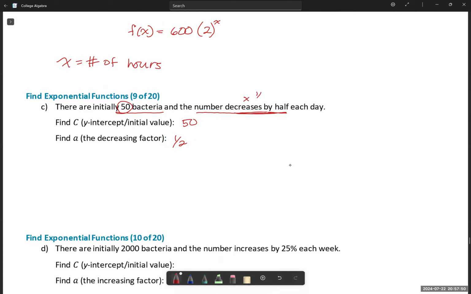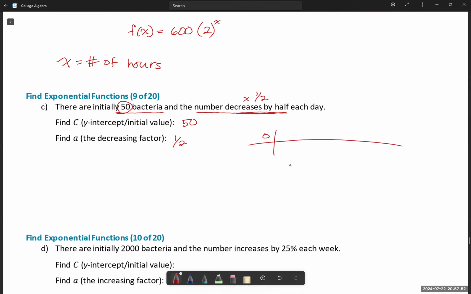Okay, so if you want to see it in a table, initially you had 50, the first hour you have 25, the second hour you're going to have 12.5, the third hour we're going to have 6.25, and so on and so forth. So when you put it together, we're going to say that f of x is equal to 50 times 1/2 to the x.